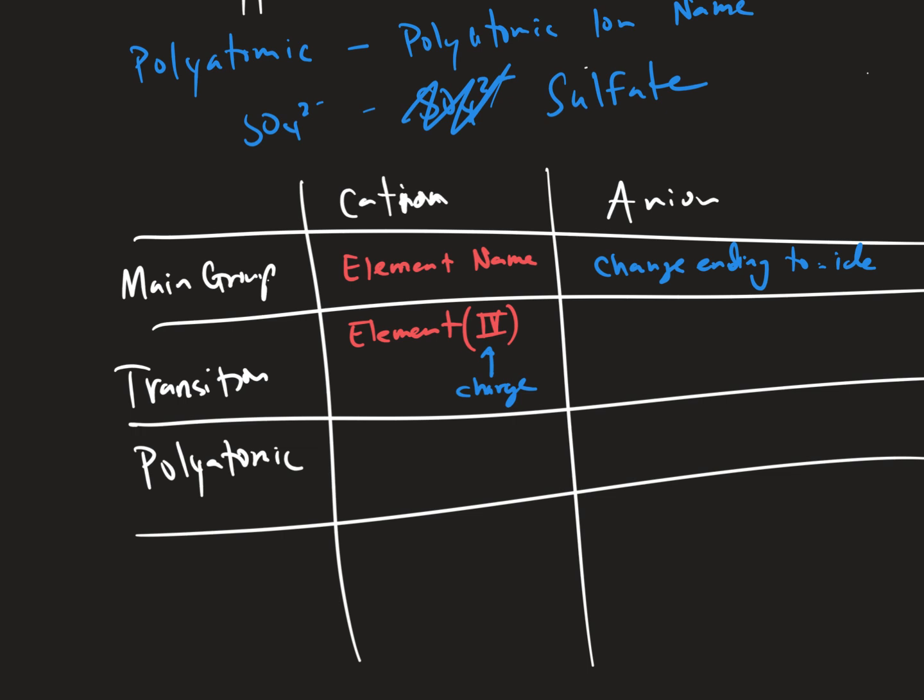For the anion, we won't have transition metals as the anion. So we don't have to worry about that one. Polyatomic ion, I'm going to erase this center line here. And we just use the polyatomic ion name for both cation and anion. Good?